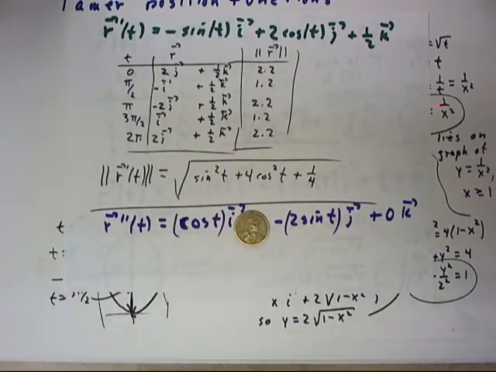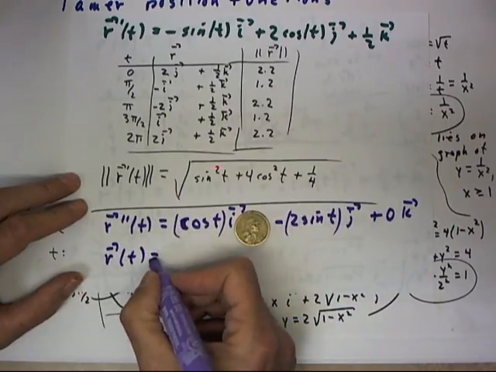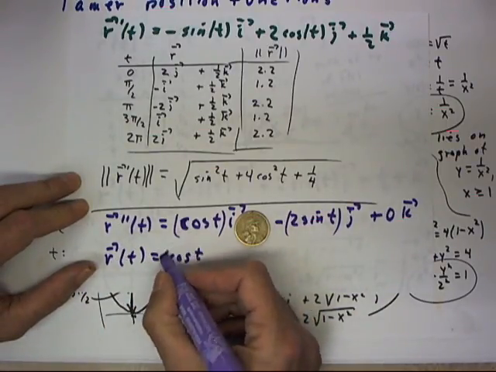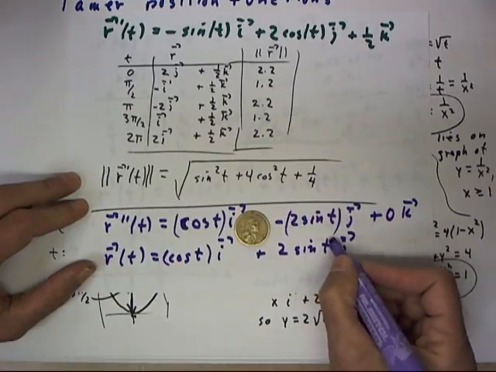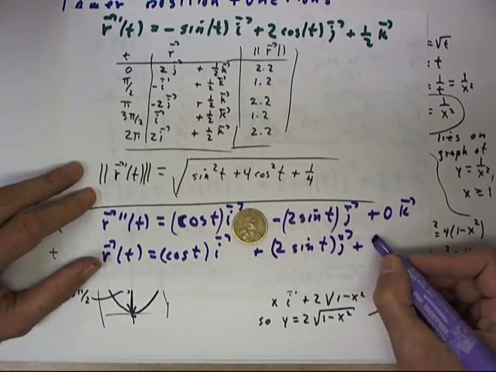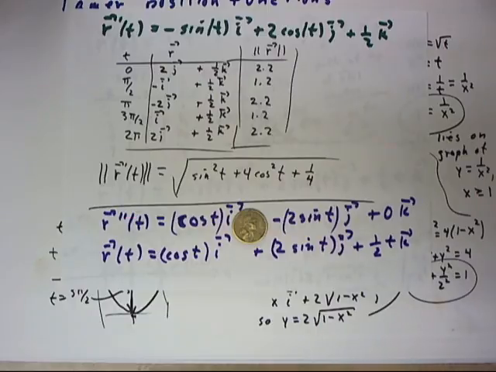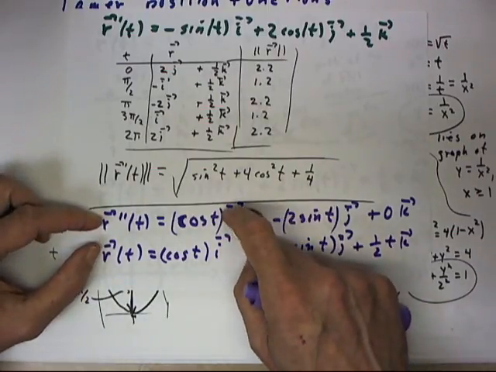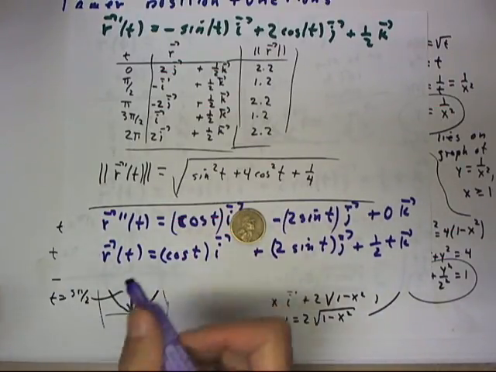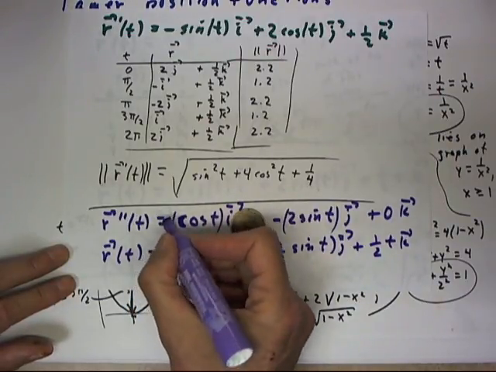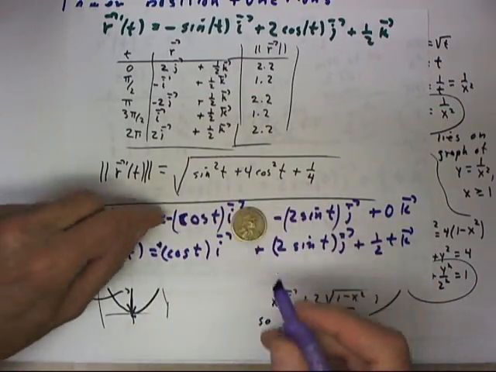Let's compare the r double prime of t function with the r of t function, which, if you recall, was cosine t i plus 2 sine t j plus 1/2 t k. We see that the r double prime of t component in the i direction is identical. It's not identical because this is negative. Got a negative here and a negative here. Identical, but this is positive. Okay.